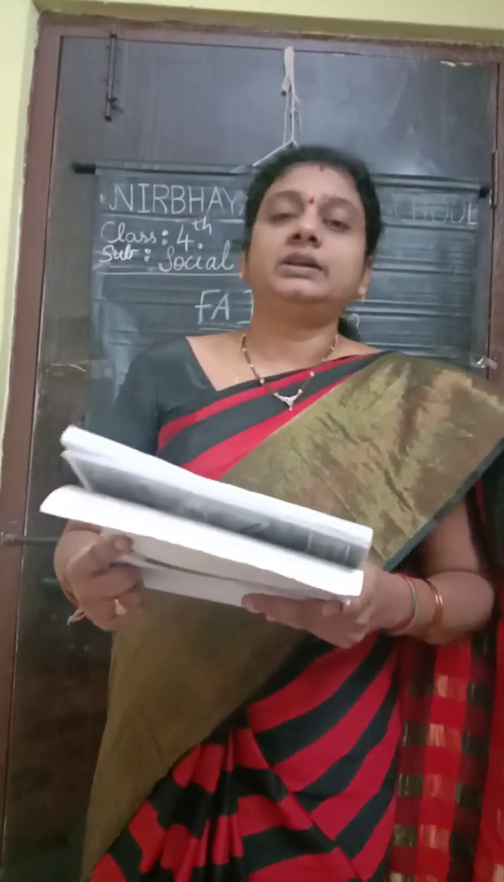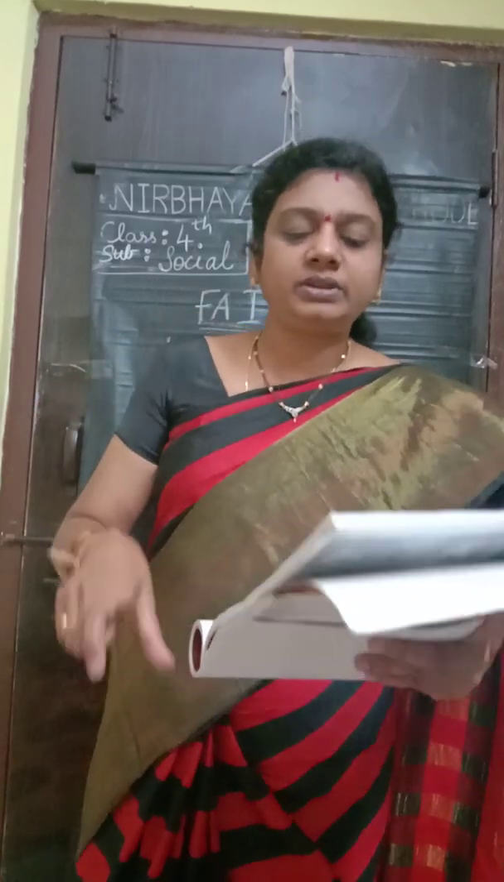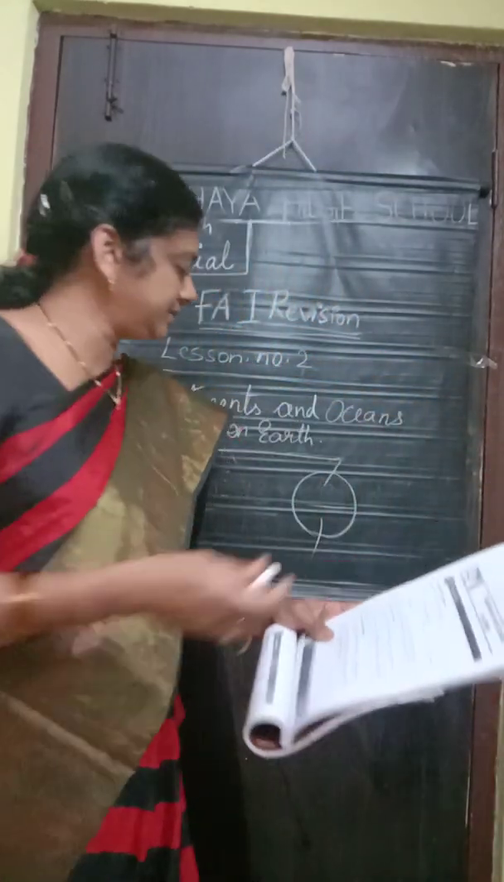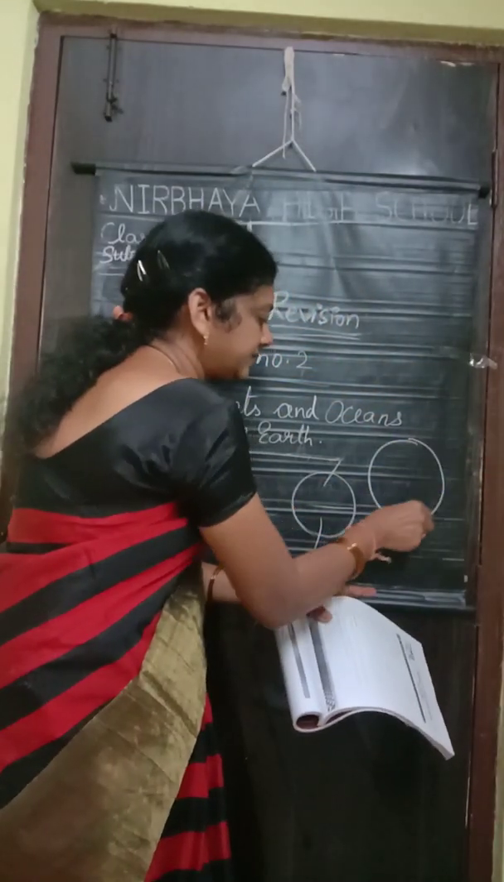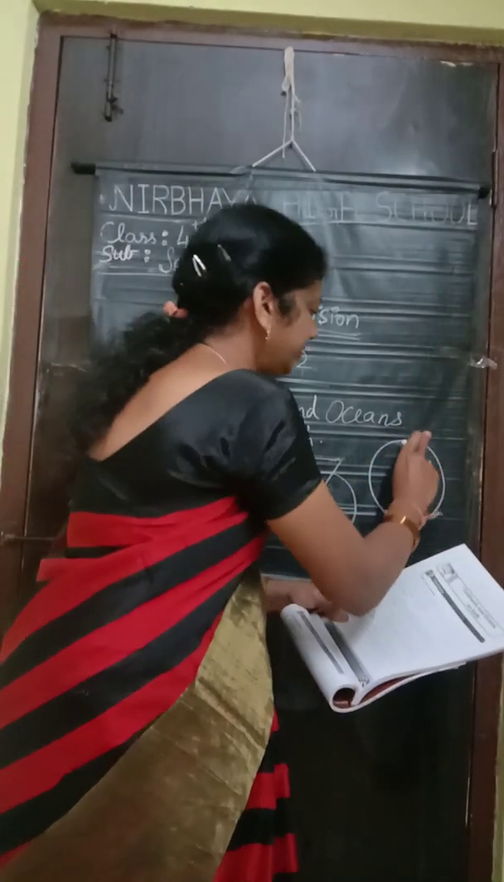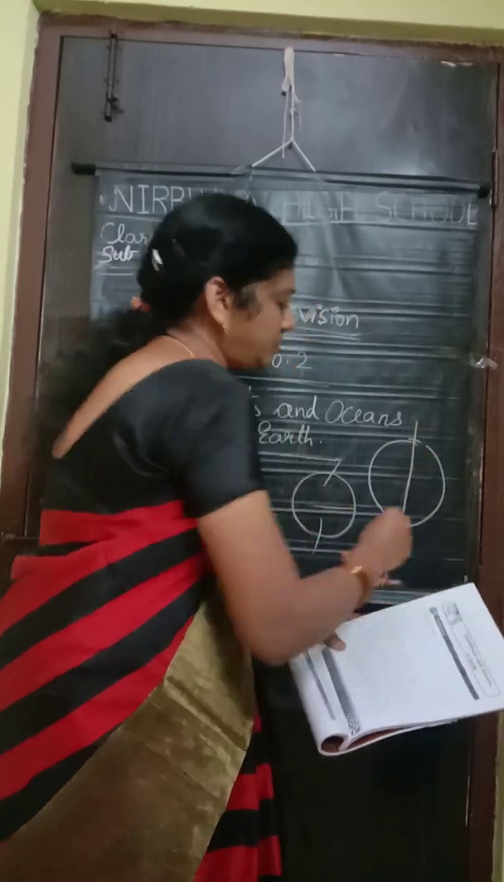Okay, and the third one, fill in the blanks, children. The dash ocean is the shallowest of the world's oceans. Which one? Arctic Ocean. The fourth one: the axis of the earth passes through the dash. What is the answer? Poles. It passes from the North Pole to the South Pole.